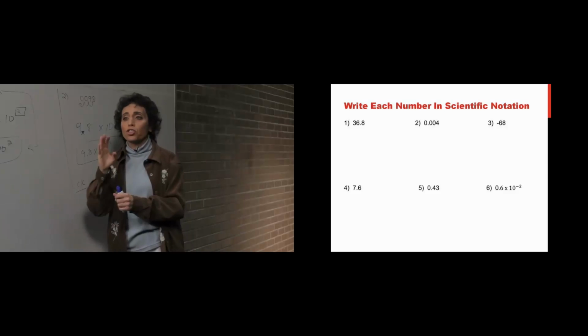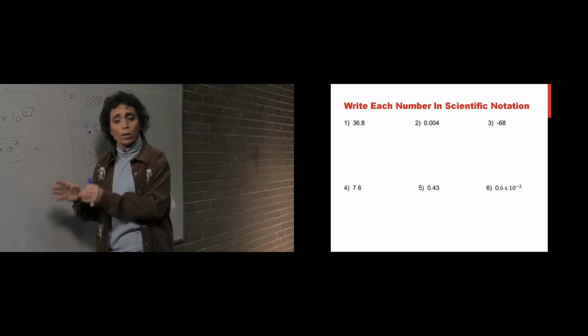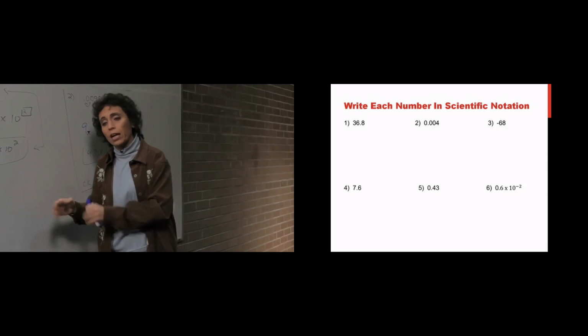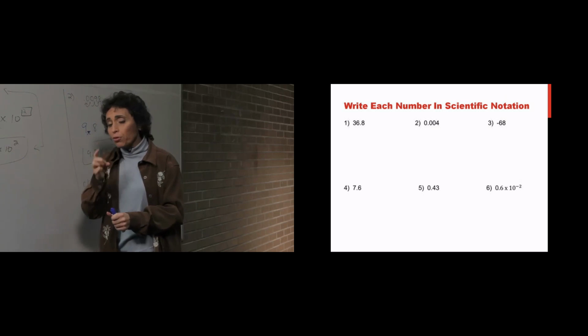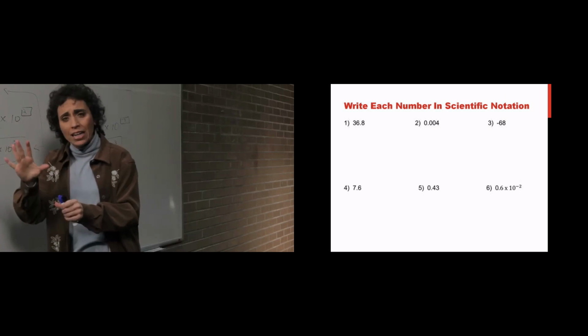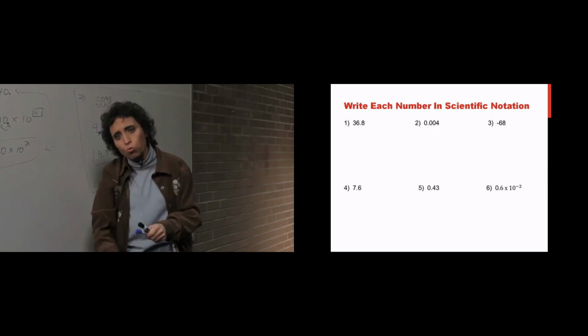On your next slide, there are 6 problems. Okay? I want you to try 1, 2, and 3, believe it or not. And then I'm going to come back and go over those and do 4, 5, and 6. In number 3, it's negative. Don't worry about the negative. When you put the number in scientific notation, forget about the negative and then just bring down the negative. So try those.